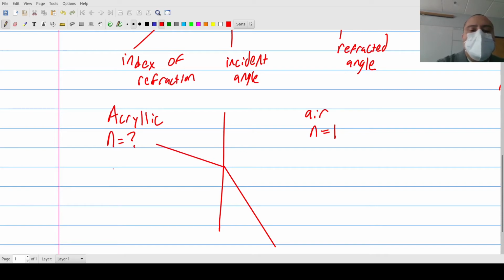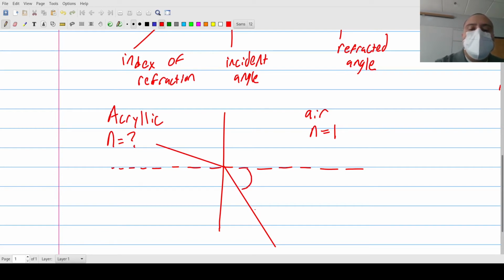The first thing I'm going to do is draw in the normal. The normal is an imaginary line that's 90 degrees to our surface. So something like this. And in optics, all angles are measured from the normal. We don't measure from the surface because the surface could be curved or warped. So we always measure from a line that is perpendicular to the surface at any given point.